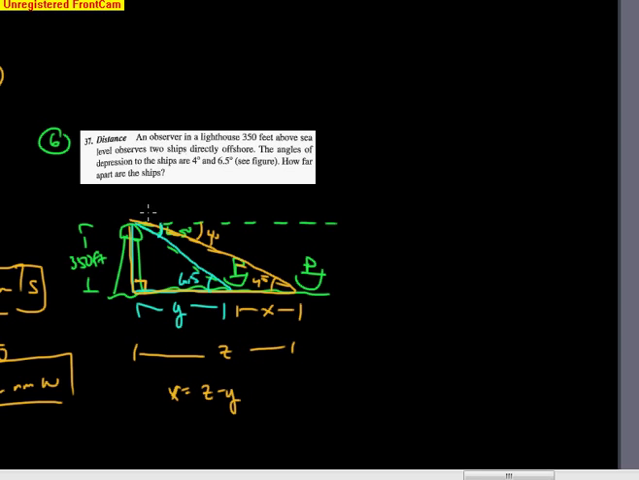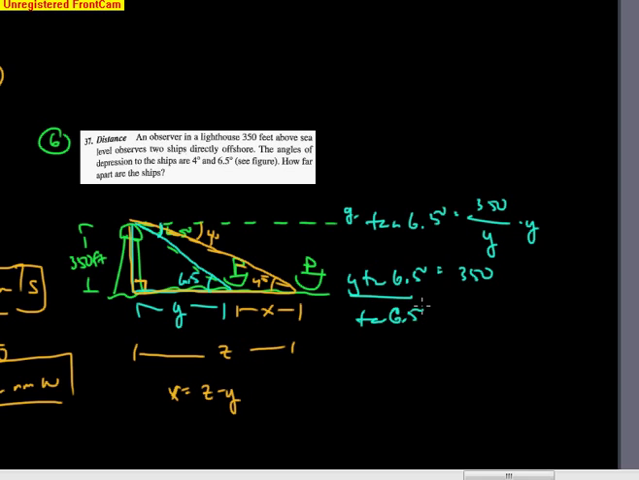Now notice we do not care about these lines of sight. These lines of sight are the hypotenuses. We don't care. So it's tangent. So let's find y first. Tangent of 6.5 degrees equals the opposite, 350, over the adjacent, y. Now this takes some work. So times y, tangent of 6.5 degrees equals 350. Divide by the tangent of 6.5 degrees. And 350 divided by the tangent of 6.5 gives you 3071.9. And let's say that's feet.